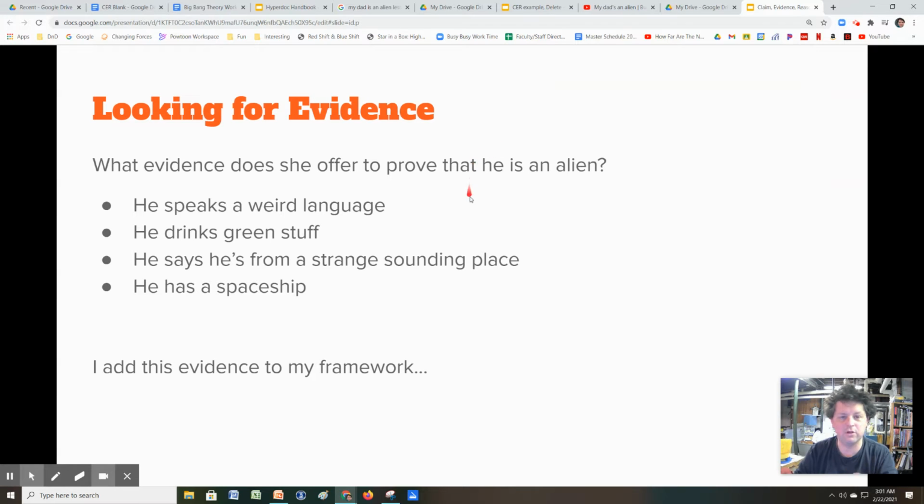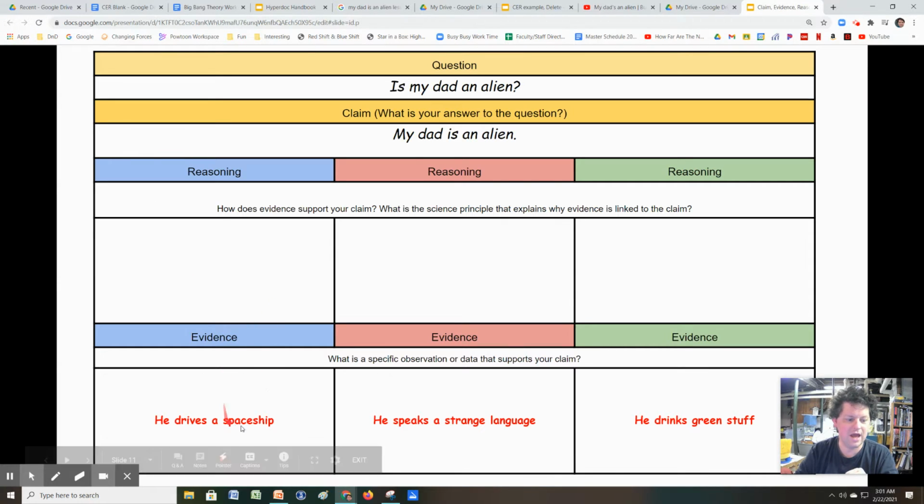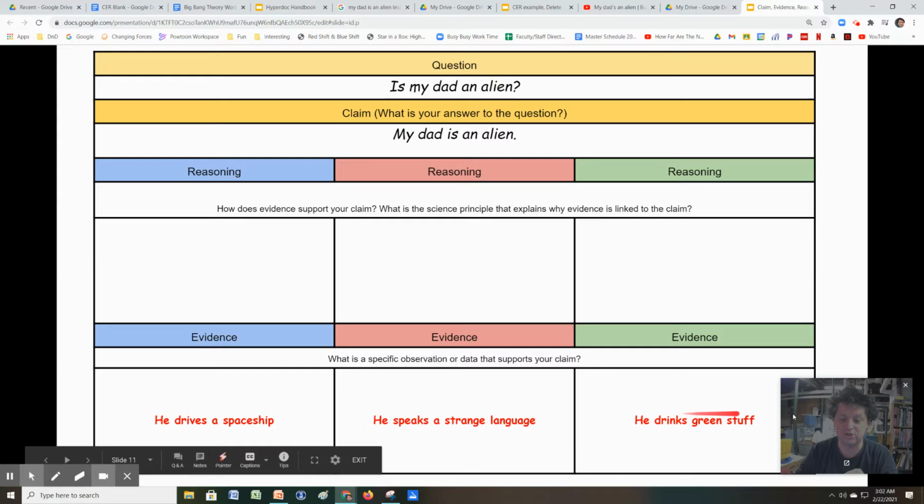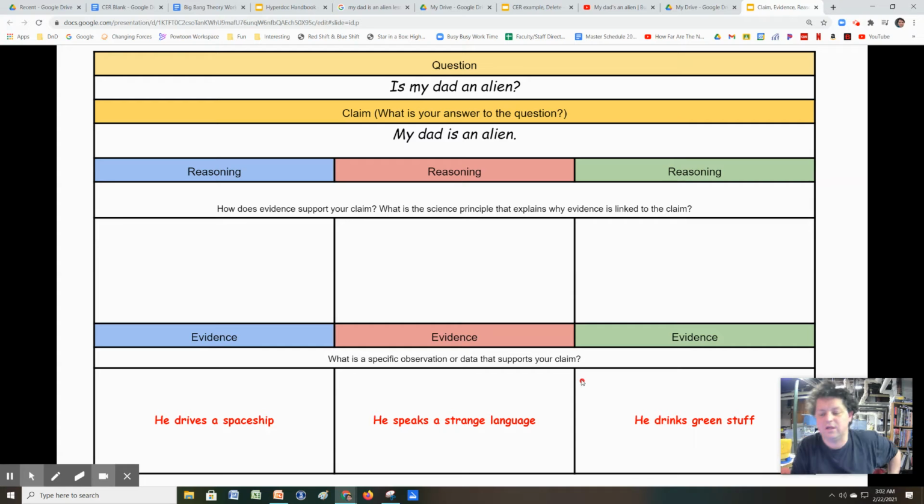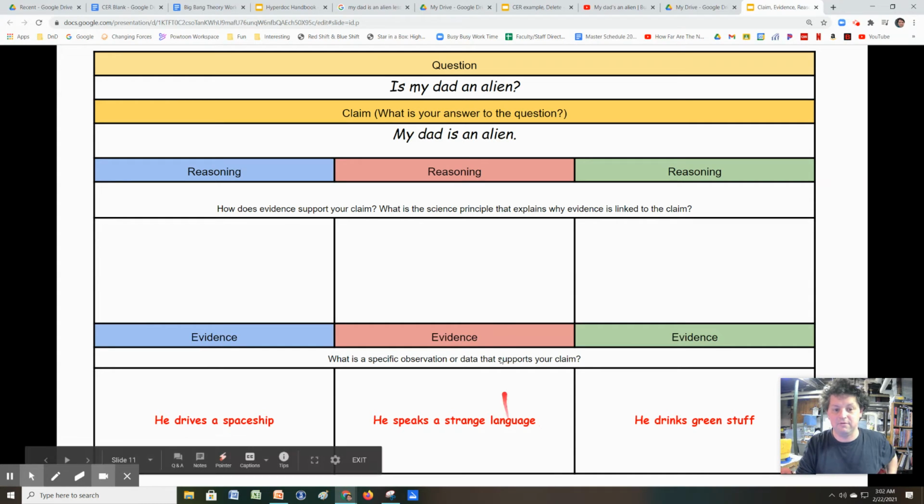Now, when we look for evidence, she did claim a number of pieces of evidence. She said he speaks a weird language. He drinks green stuff. He says he's from a strange sounding place, Albuquerque. And he has a spaceship. So I take this evidence that we've collected, all of this observational evidence, and we put it into the framework. So now down here, my evidence: he drives a spaceship, he speaks a strange language, and he drinks green stuff. Those are three of the pieces of evidence that she claimed in the video to prove that her dad is an alien.